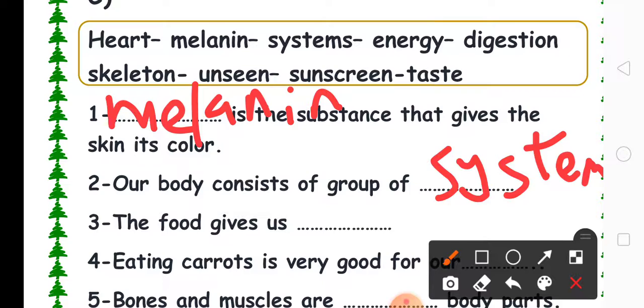Number 3, the food gives us... Yes, when I explain the lesson, I give you an example. Can the car move without fuel? No, so the fuel gives the car energy. Also, junior 3, can you move or run or do anything without food? No, so I can say the food is like the fuel in the car. The food gives us energy.